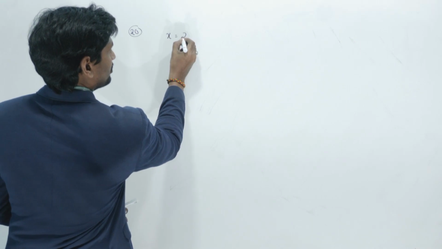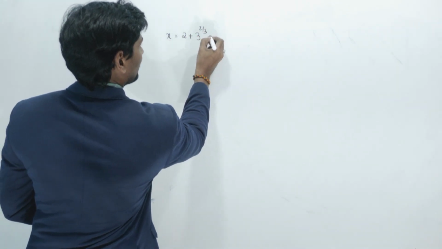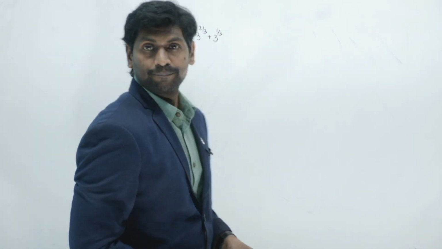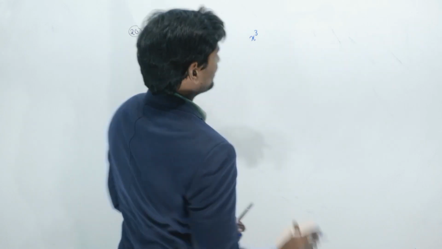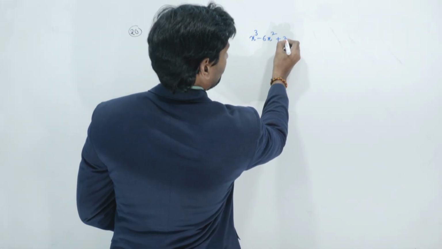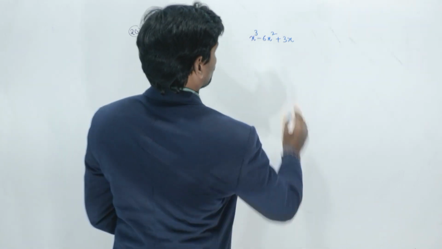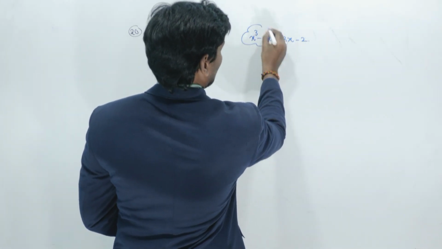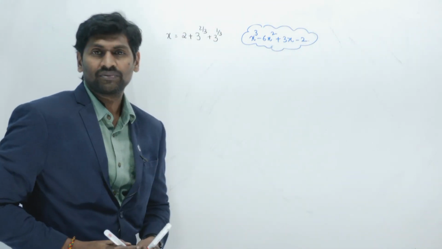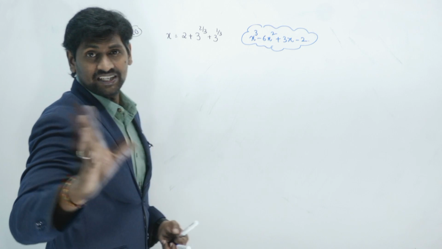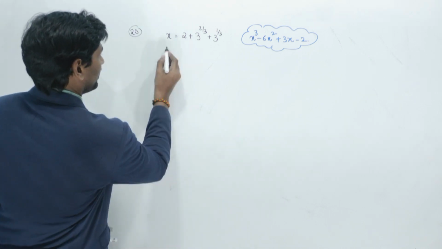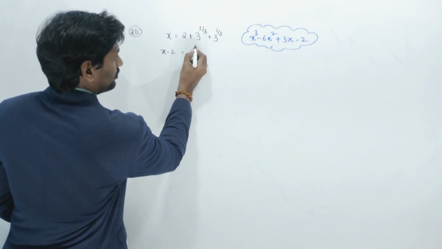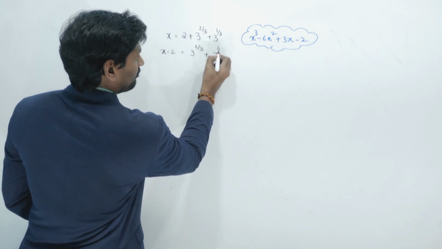Given that x equals 2 plus 3 power 2 by 3 plus 3 power 1 by 3, we need to find the value of x cube minus 6x square plus 3x minus 2. So from the given statement, I can take that plus 2 and transpose it towards the left hand side. Then it will be x minus 2 is equal to 3 power 2 by 3 plus 3 power 1 by 3.